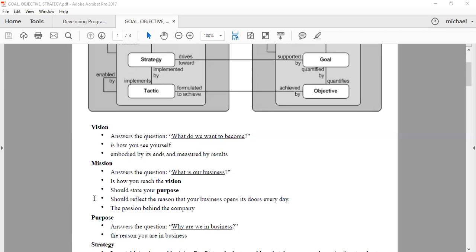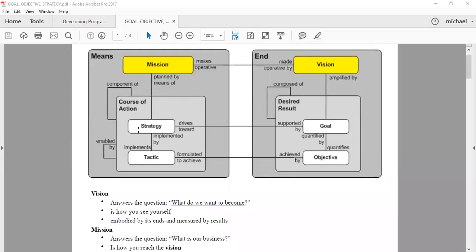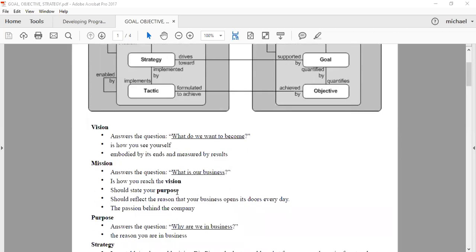Good. So based on your vision, now what is your mission? Remember we talked about a vision, and a vision is part of the course of action you're going to take. This is the mission, the means by which you plan to bring about this vision. What's going to be your mission in that respect?